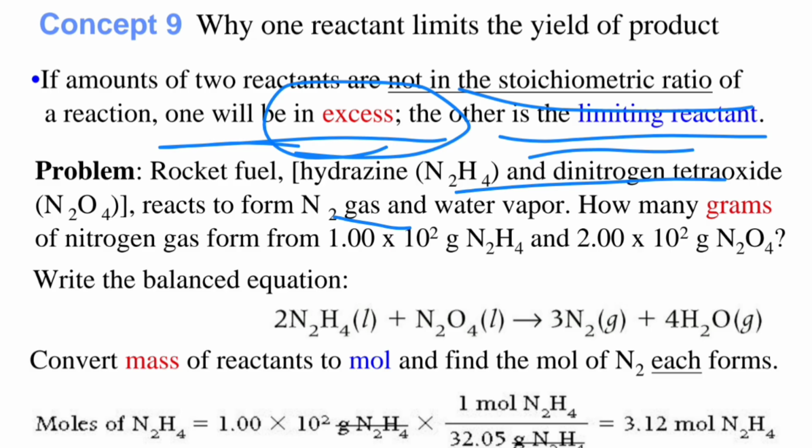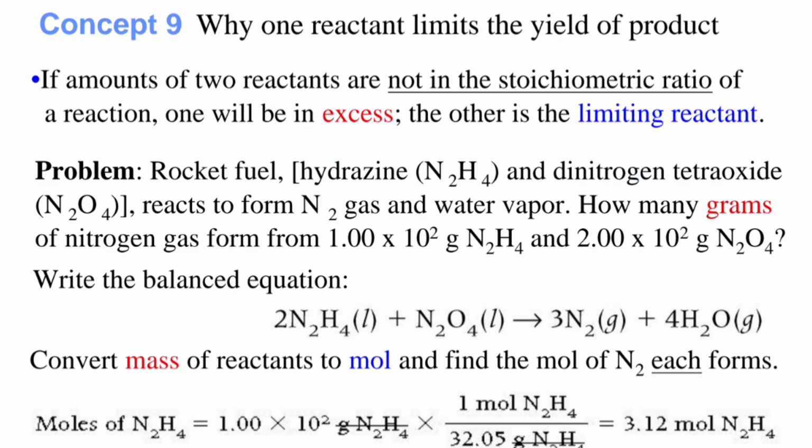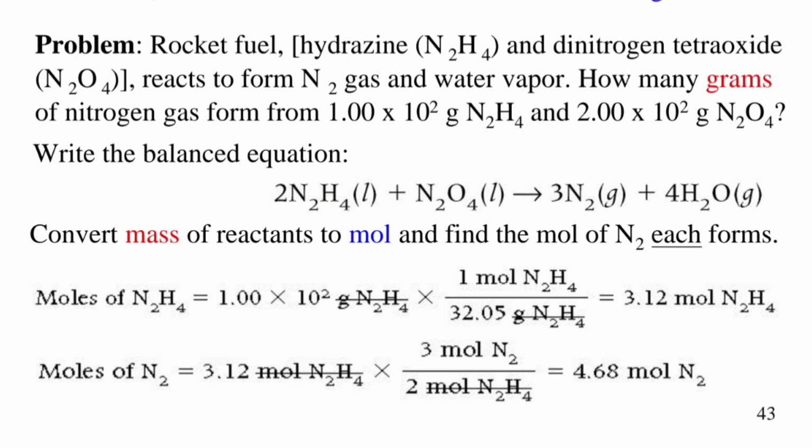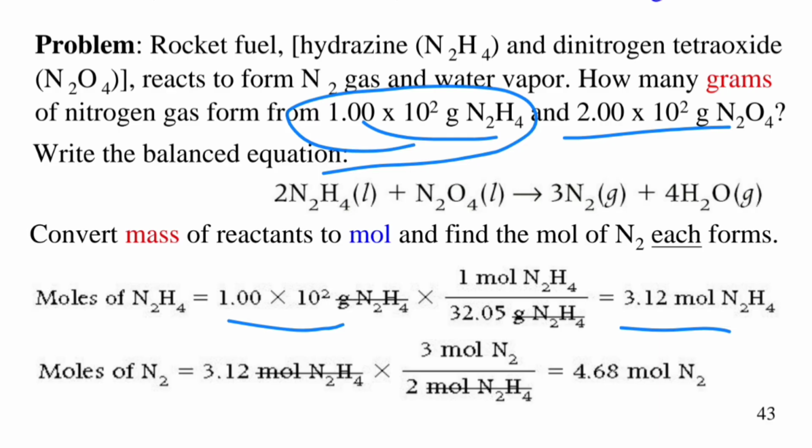There was a problem here. Hydrazine reacted with dinitrogen tetroxide, forming nitrogen gas and water vapor. This is given. We will find moles from the masses of these. We have to find moles here, for N2H4 and N2.